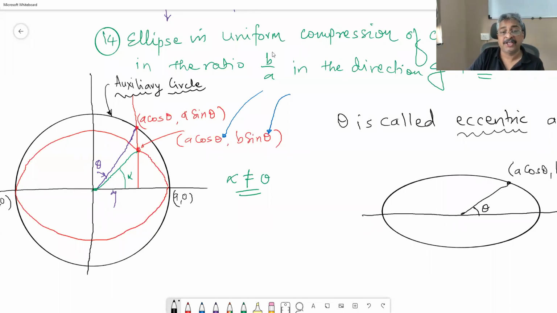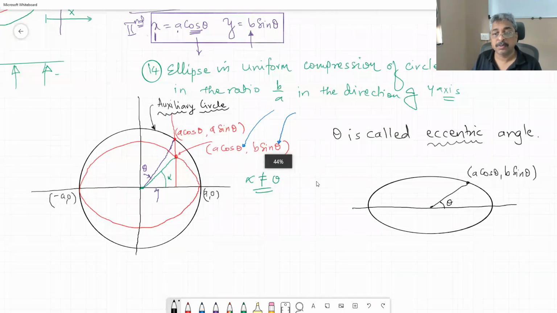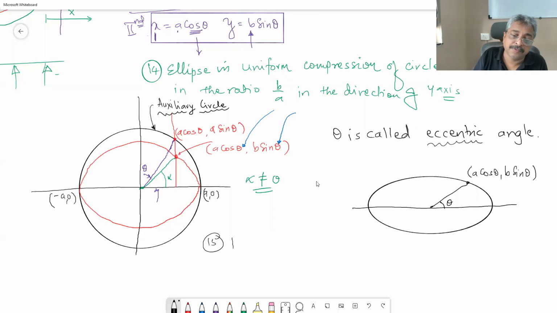Find the equation of tangent. What is the number now? What is the number going on? 15. Find the equation of tangent.